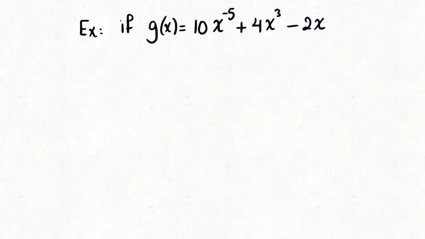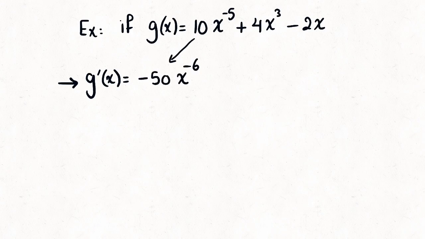Take another example. G of x is 10x to the power negative 5 plus 4x cubed minus 2x. Then g prime will take the derivative of the first term, which is minus 5 times 10x to the power minus 5 minus 1 to end up with minus 50x to the power negative 6, plus the derivative of 4x cubed, which is 12x squared, minus the derivative of 2x, which is minus 2.